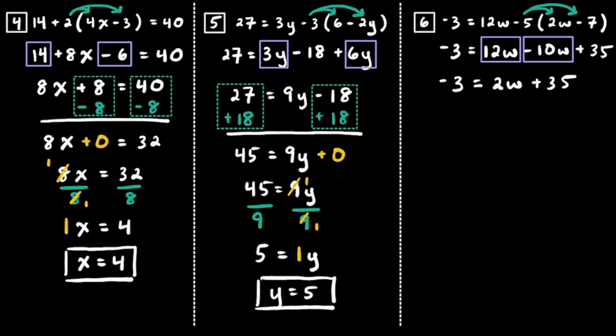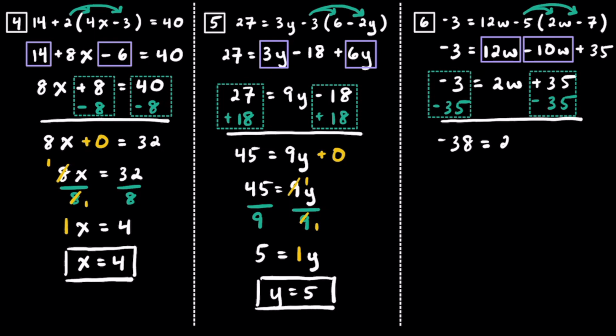And to solve for this w, we're going to have to get rid of the constant of plus 35 by doing the opposite, or the inverse, and subtract 35 from both sides here. On the left, this negative 3 minus 35 is going to equal a negative 38. And on the right, we have this 2w, and those are going to cancel out, and we're going to say that's plus 0. We can go ahead and drop the plus 0 and say negative 38 is equal to 2 times some number w.